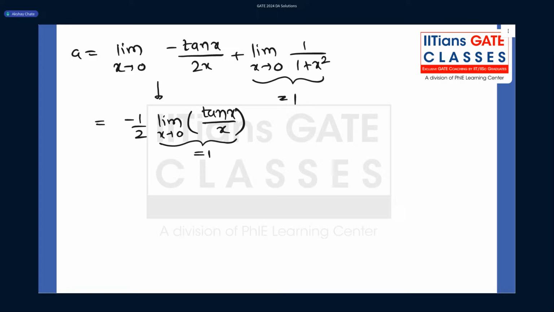That's a standard. And if you are not convinced, you apply L'Hospital to this fraction also, because it is 0 by 0. Then tan derivative is secant square x and the derivative of x is 1. So it will be secant square x by 1. And secant square x will be 1. So 1 by 1 it is 1. So therefore it is 1. Therefore your a will be minus 1 by 2 plus 1. And therefore a will be 1 by 2. And this is your answer.